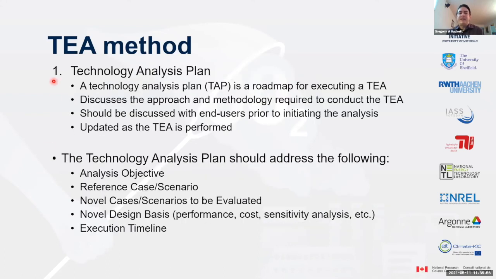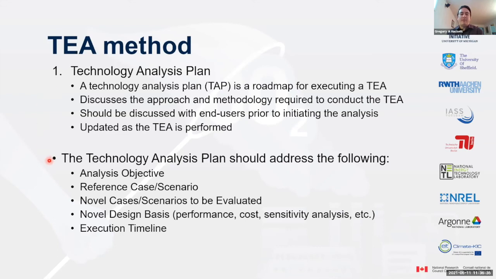The next four slides are going to dig into a little bit more detail on each of the steps along the TEA methodology process. A technology analysis plan is the roadmap for executing a TEA. It discusses the approach and the methodology required to conduct the analysis. It should be discussed with the end users prior to initiating the analysis, and it is updated as the TEA is performed. As you analyze the data that you have, there might need to be changes in what metrics are important or data gaps that need to be addressed, and so on and so forth. So it is a living plan document that needs to be updated as you progress.